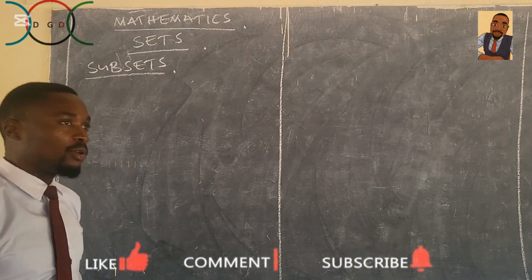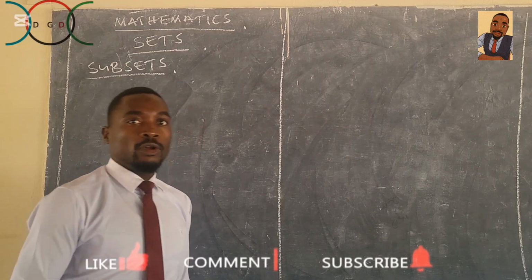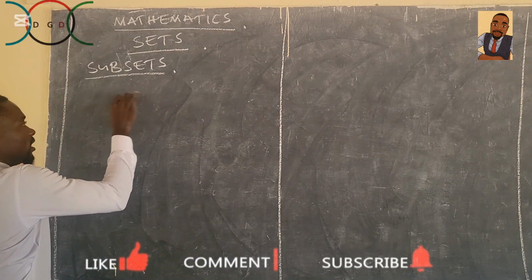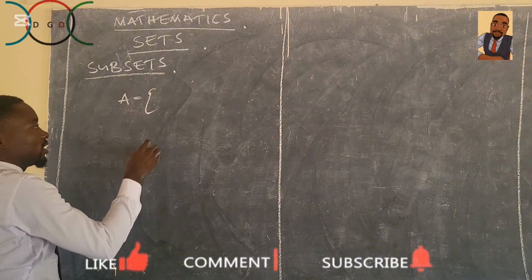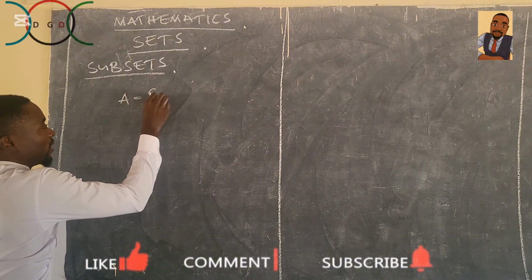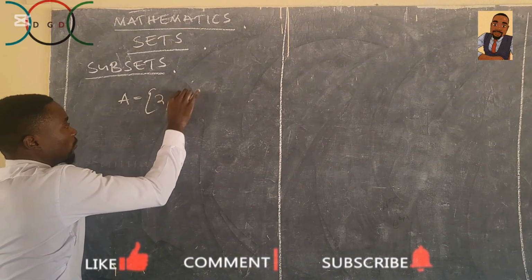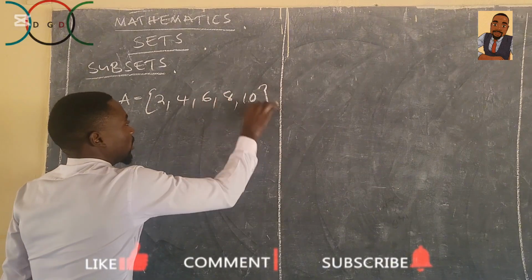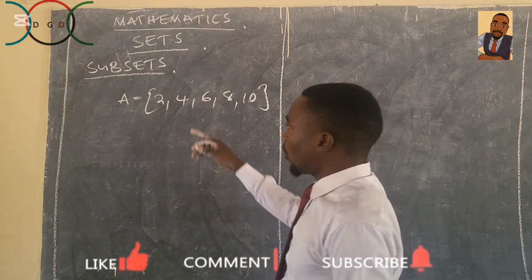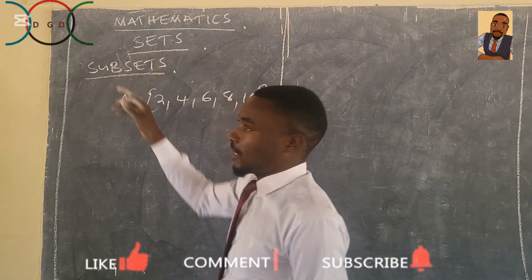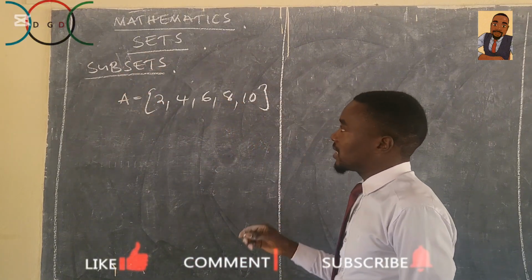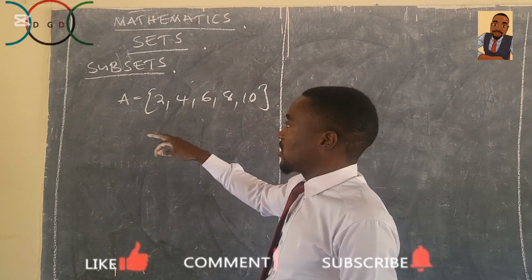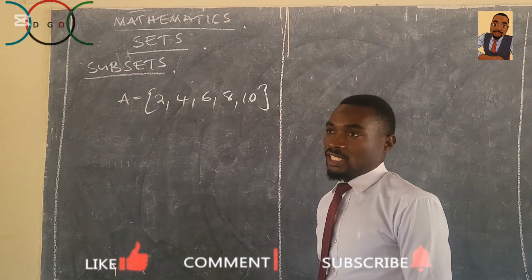So if, for example, we say a group of even numbers, we can say set A is a set of even numbers we can write as 2, 4, 6, 8, 10. So by now, what is going to be a subset? So basically, a subset will be a set that exists inside of a set.